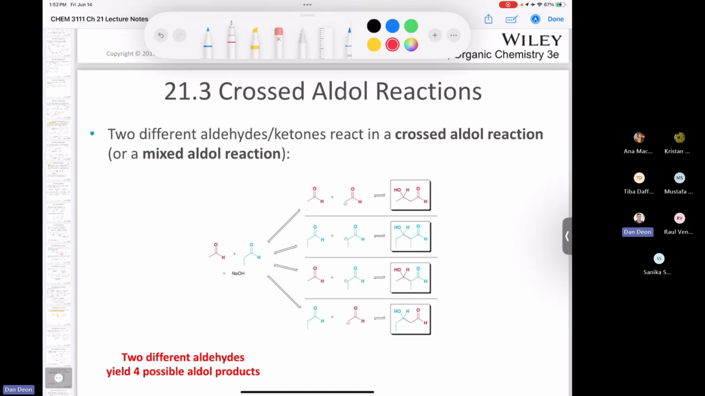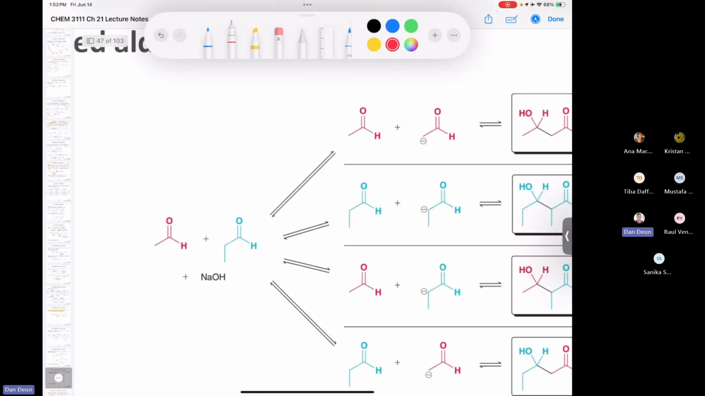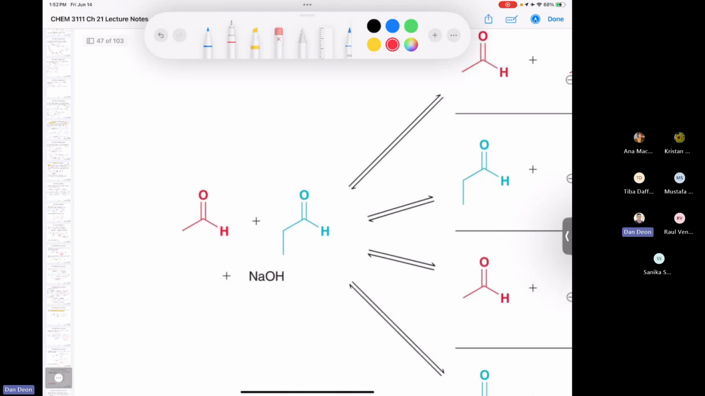But before we do that, I want to just kind of propose something to you. What if, you're like, oh boy, where's he going with this? What if you had two different aldehydes or ketones and you tried to do an aldol reaction? So let me show you what I mean. Let's say you took acetaldehyde and propionaldehyde and you put them in sodium hydroxide and you're like, well, what am I going to get? Well, hold on.